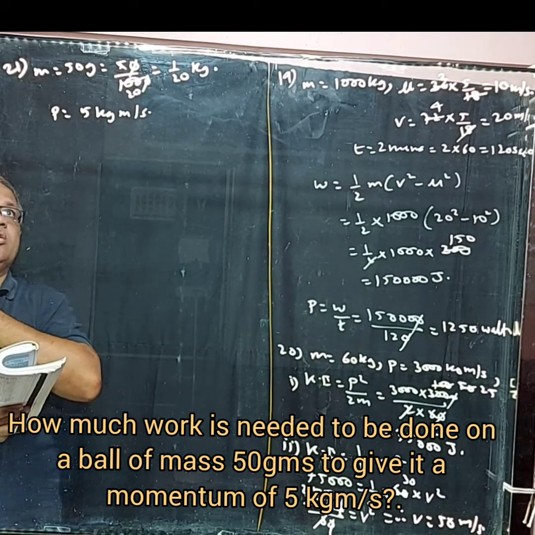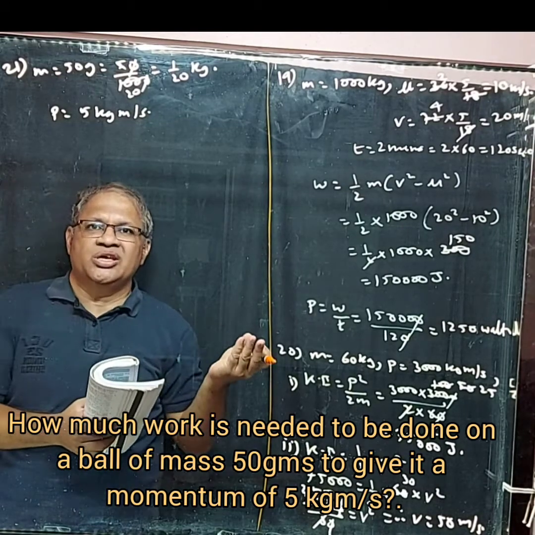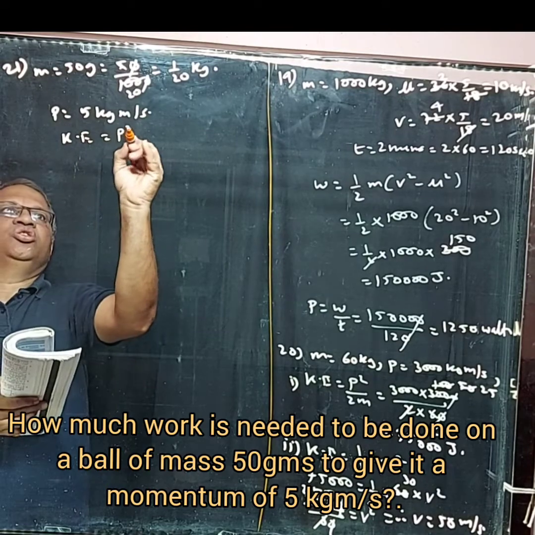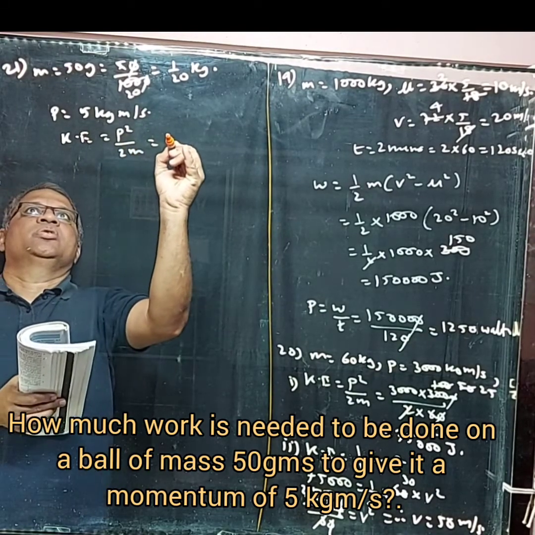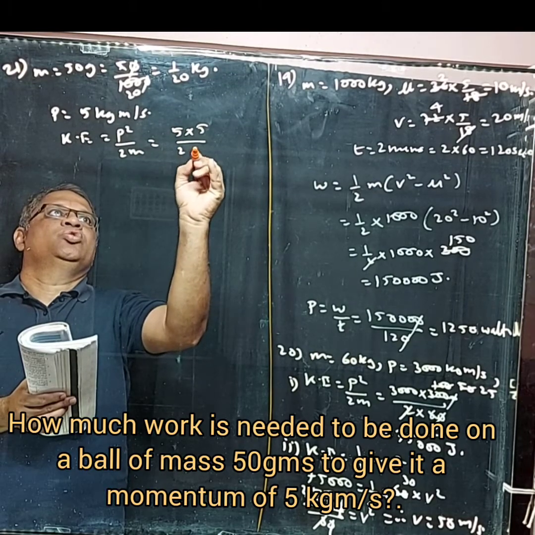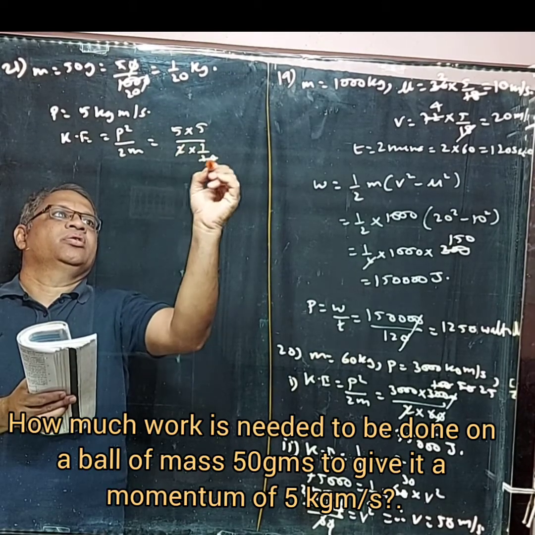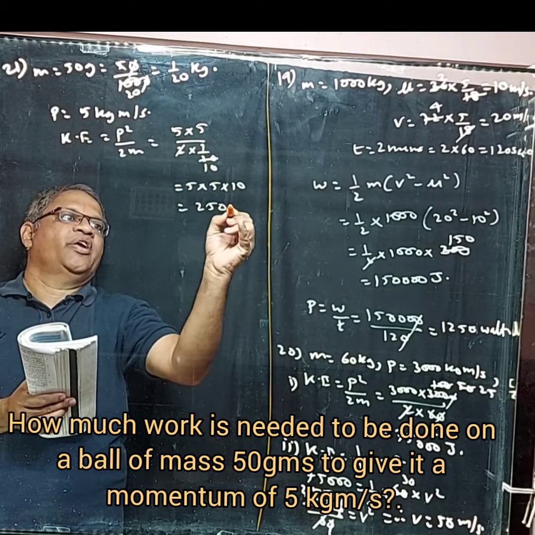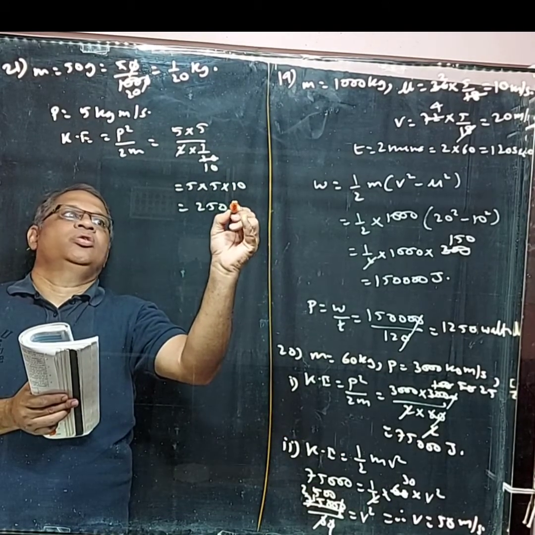And work they want. Okay, work is what? Work is energy, kinetic energy. So again you can use kinetic energy is equal to P square upon 2m. So P square 5 into 5 upon m is 2 into 1 by 20. 5 into 5 into 10, 250 joules.